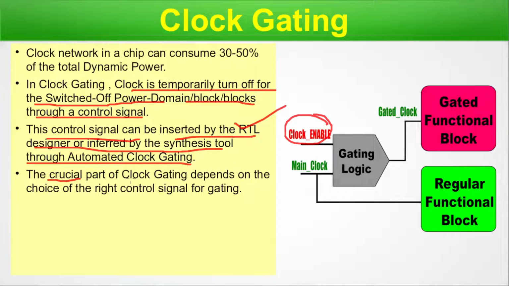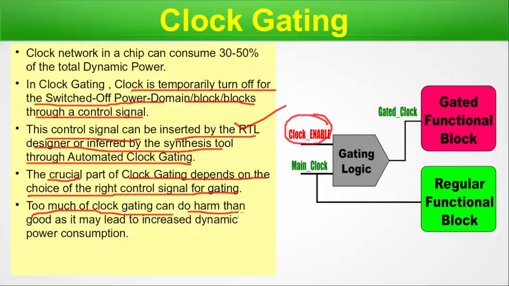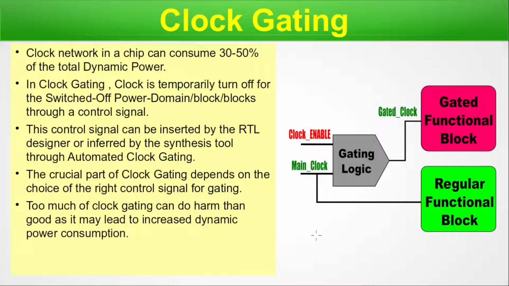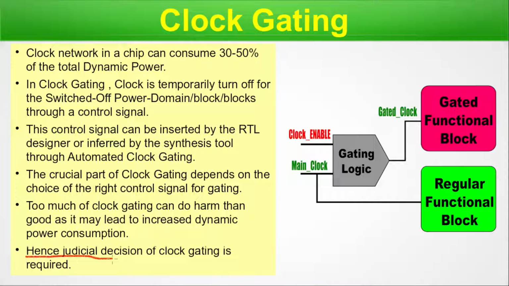The crucial part of clock gating depends on the choice of the right control signal for gating. Too much clock gating can do more harm than good, as it may lead to increased dynamic power consumption. If we do too much gating, the complexity increases, and because of that complexity the dynamic power and some other powers may increase. Hence, a judicious decision on clock gating is required. This is done by the designer through a couple of iterations back and forth in the design process: what should be gated and what should not, how much of the circuitry should be gated and how much should be relieved from it. So we are done with our clock gating description. Let's move on to the next slide.